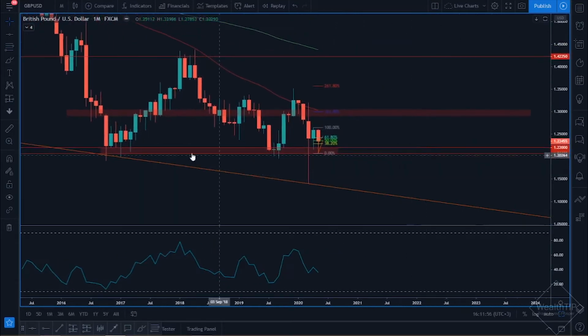So the first thing that I have to draw to your attention is the fact that with all of the major pairs, we're coming off significant levels of either resistance or support. This is no exception, with the market actually coming off the key monthly support zone.